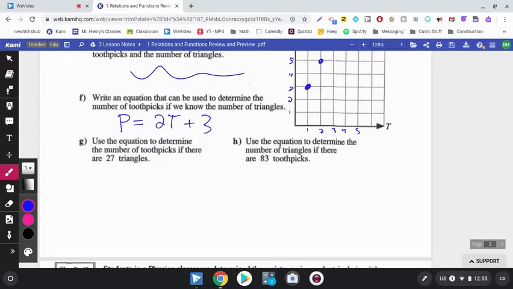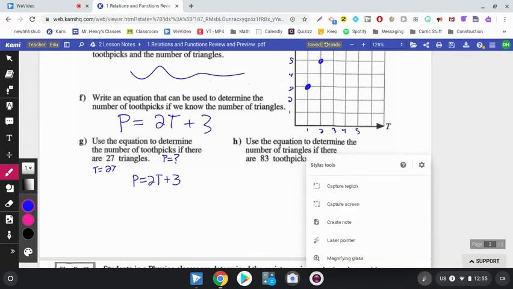Okay, it says use the equation to determine the number of toothpicks. So that's saying P is my question mark if there are 27 triangles. So that would be T is equal to 27. And the great thing is I have this formula, this equation that deals with P's and T's. So I can plug 27 right into here, and then I'll be able to solve for P.